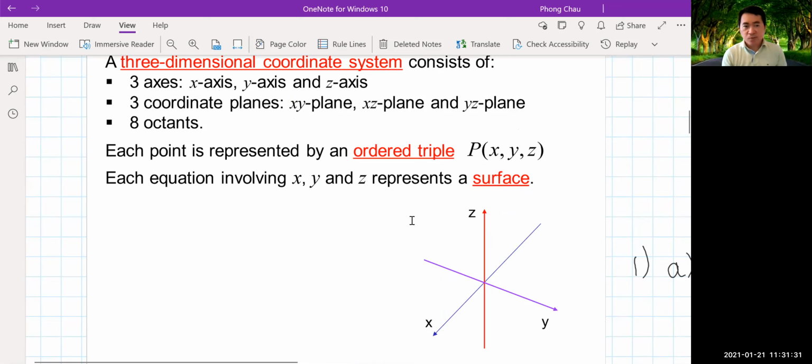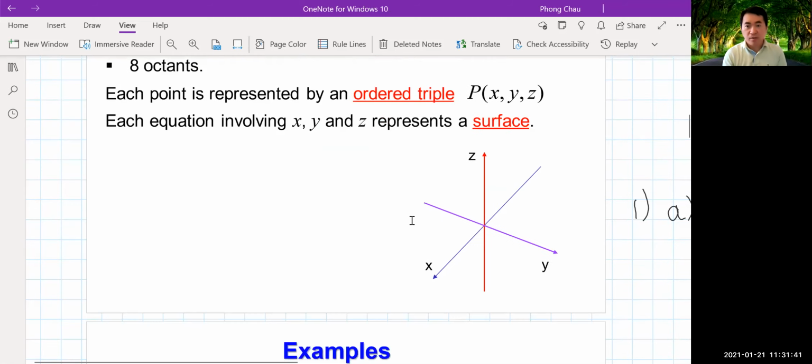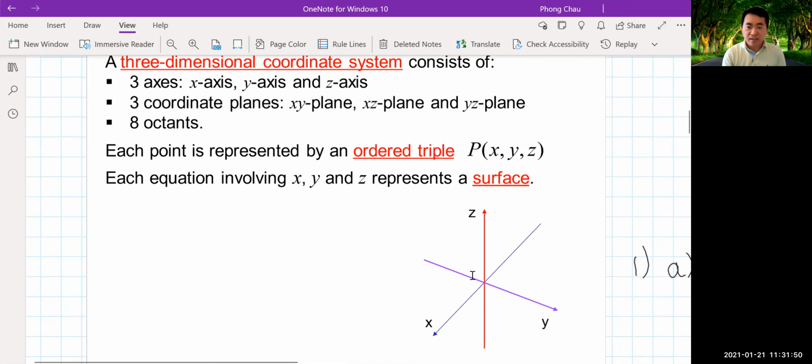Now these three axes make up three coordinate planes: the xy plane, the yz plane, and the xz plane. What are they going to look like? The xy plane will be the desktop that you're sitting on, the flat surface containing the x-axis and the y-axis. We also have the YZ plane. The YZ plane is actually your monitor, if you're sitting in front of the computer.